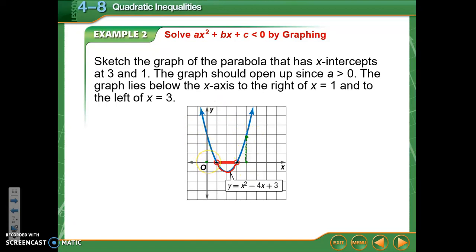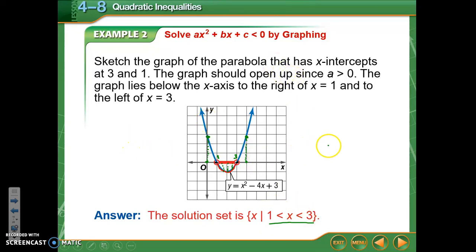If I looked on this side, if I picked 0, well, that corresponds with a part that's above the x-axis. So only these x values between 1 and 3 give me y values that are less than 0. So this is my solution set. X has to be between 1 and 3, but not equal to, because our original problem was just less than, not less than or equal to.